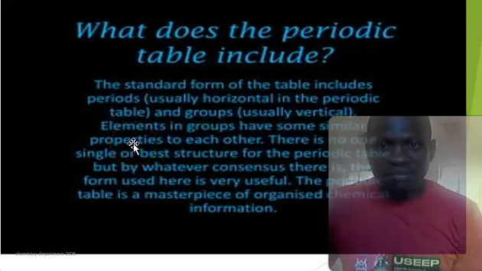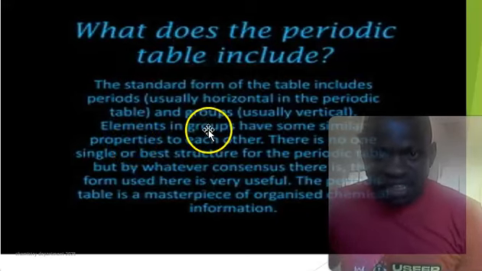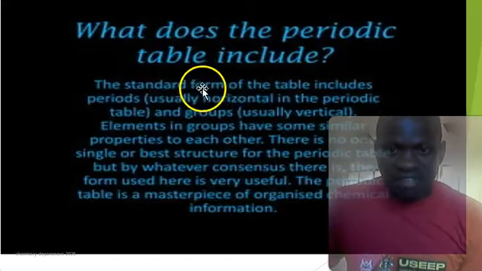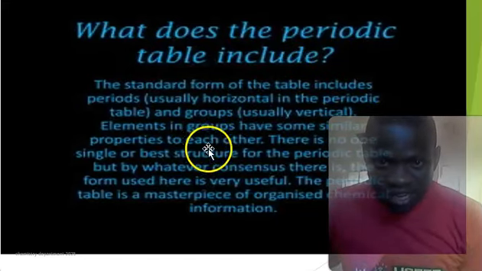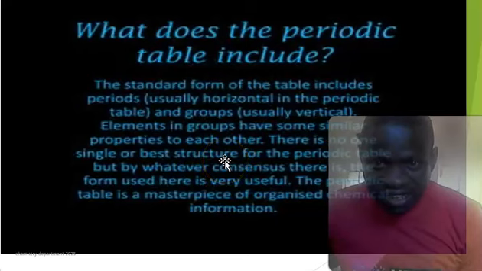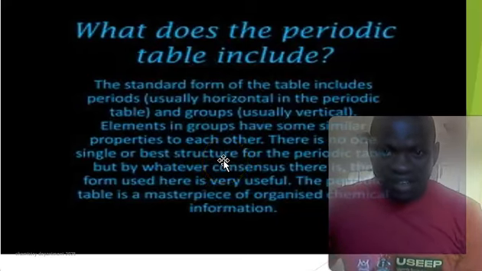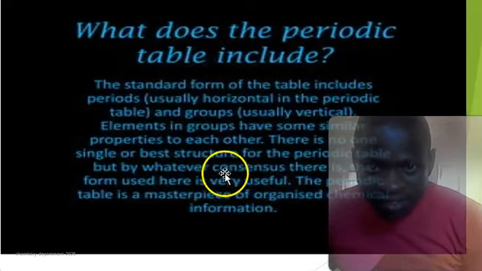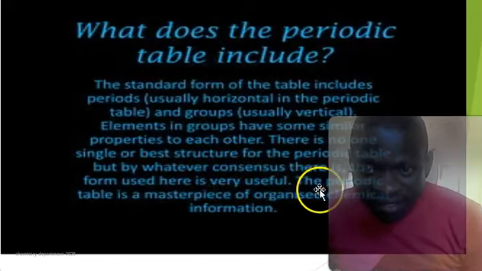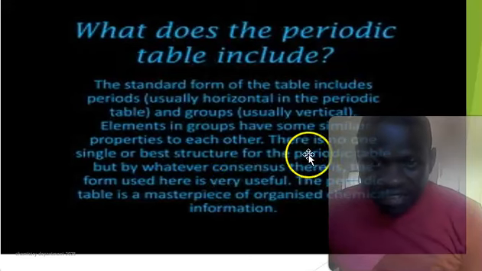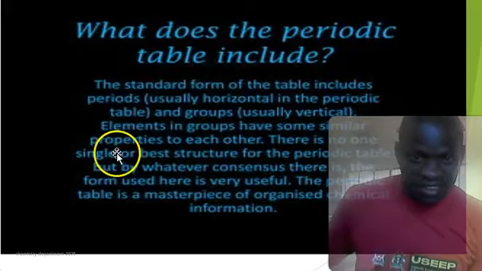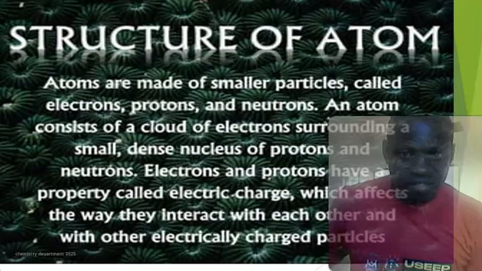Yeah, what does the periodic table include? This one is just as we have been discussing. So as you can see what is included, the vertical columns and the periods are there. We can go through that in our free time.